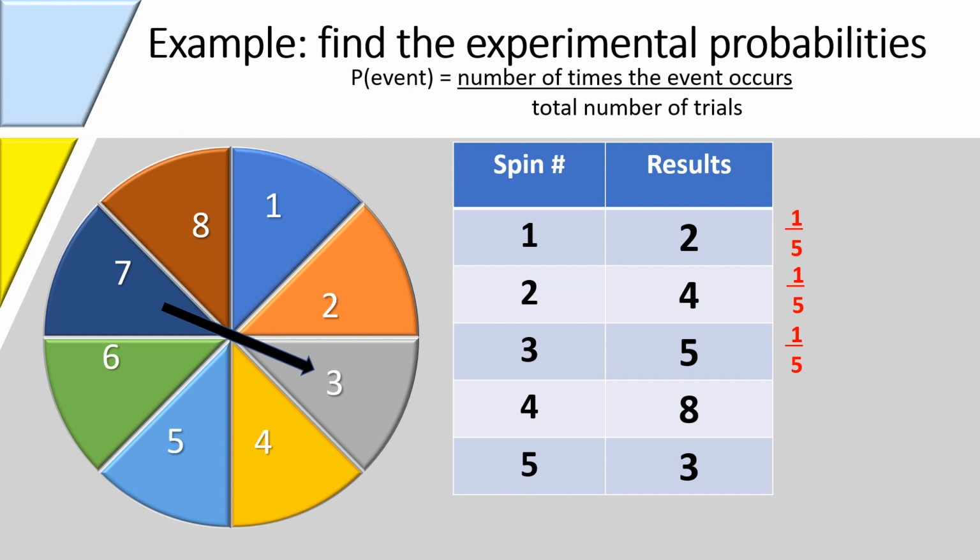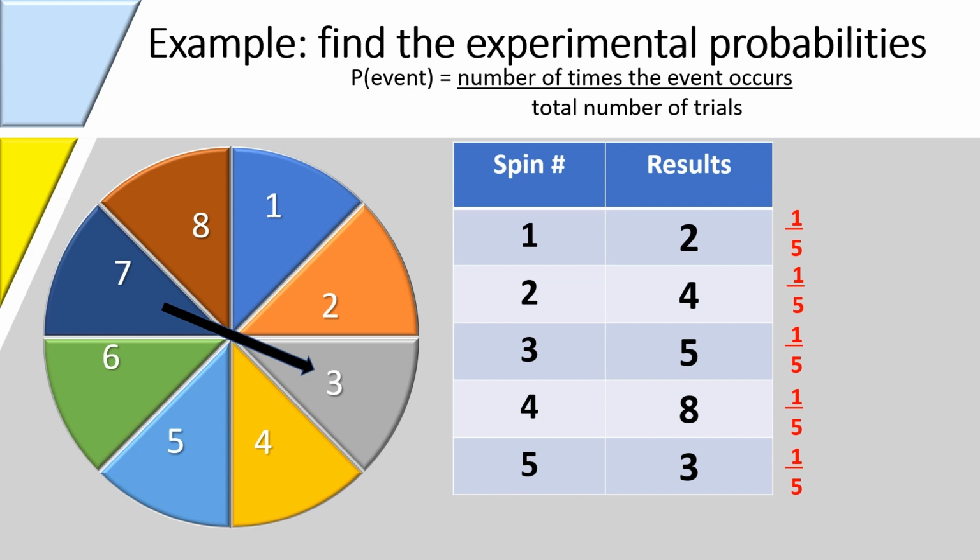And so with the results that we have, I want to ask you a couple of questions. What is the number of times the event occurs? Do we have any of these that occurred more than once? No. By chance, all of them occurred one time. And so that makes all of our answers easy. If your teacher says, what's the probability of spinning a 2? And you have a chart that looks like mine, guess what? The probability is 1 out of the total number of trials, which is 5, so that's 1/5.